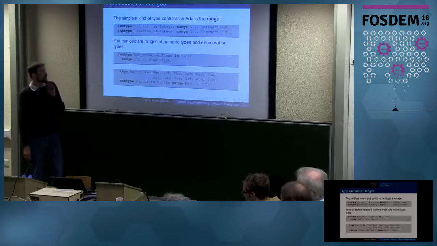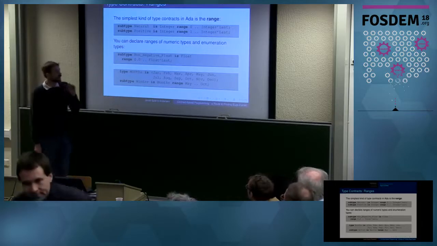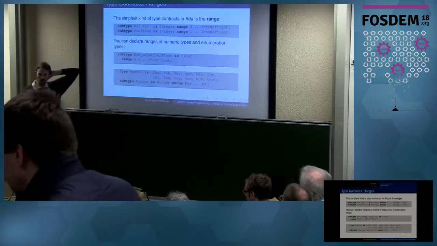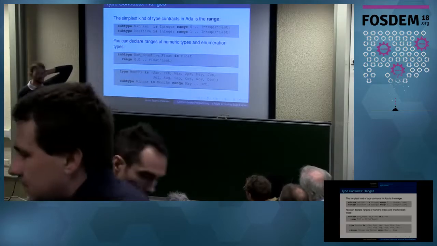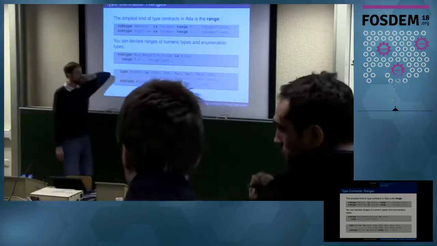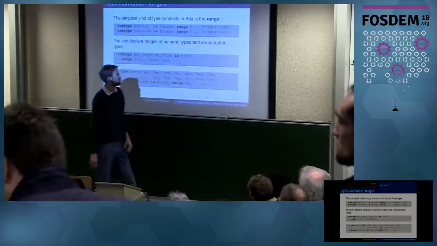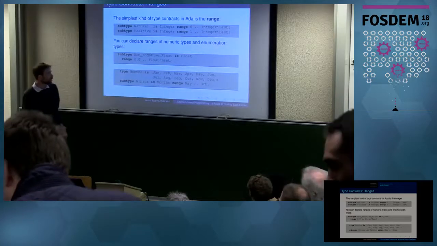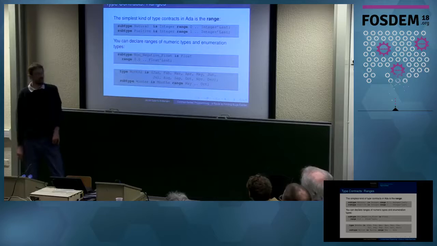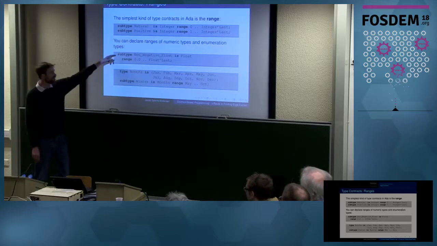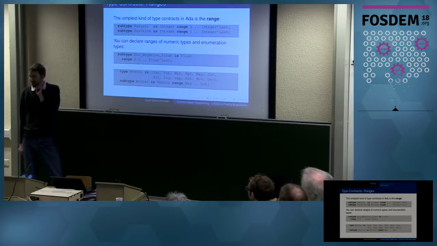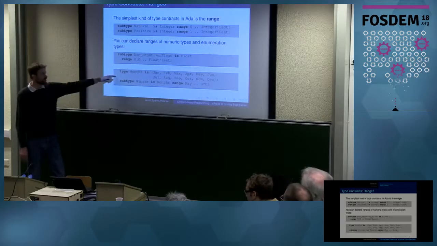The very simplest kind of type contract in Ada is a range. So here, these two declarations are actually from the standard library. We have natural numbers and positive numbers, well, except they have an upper limit. We can also declare ranges of other numerical types than integers. Here, I did it on the floating point type. You can do it on fixed point types. You can do it on enumerations.